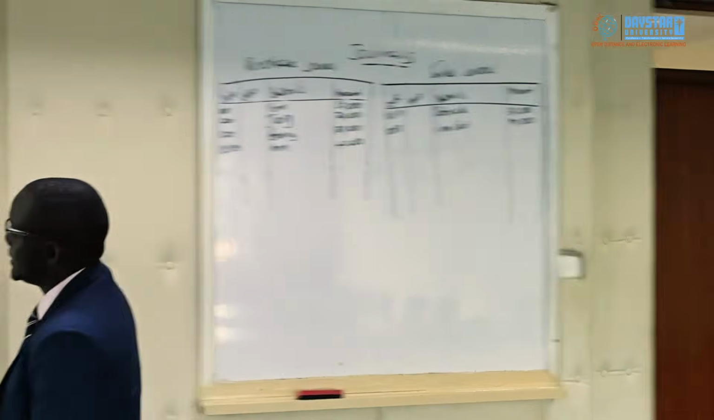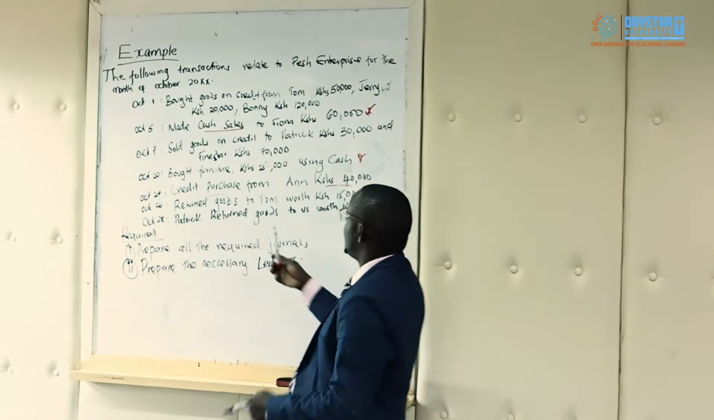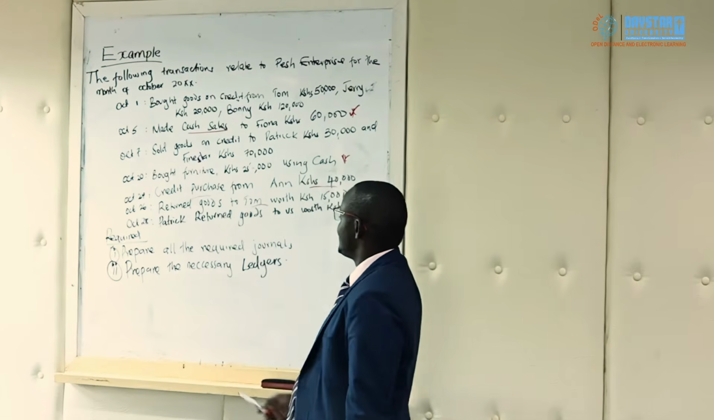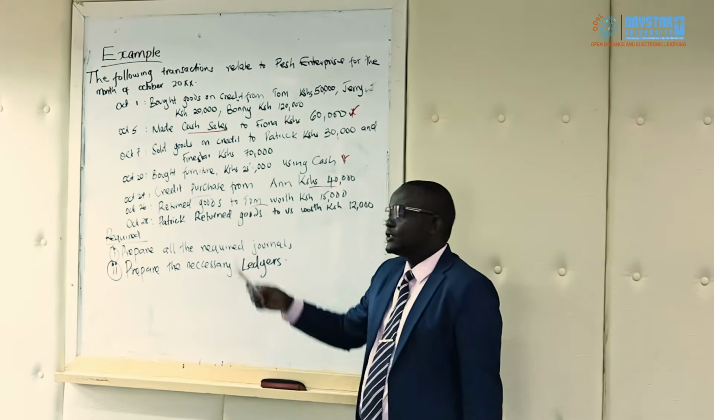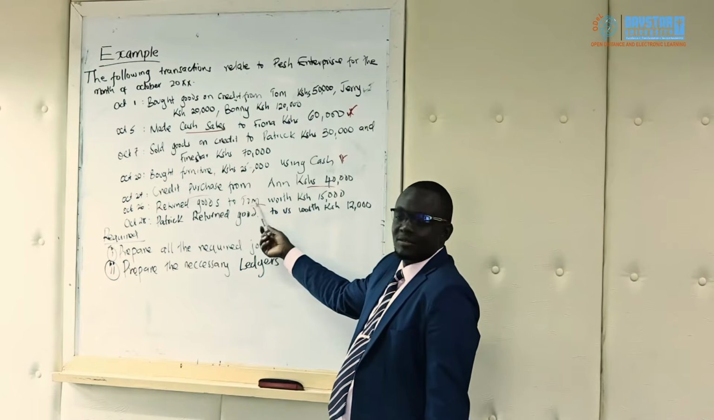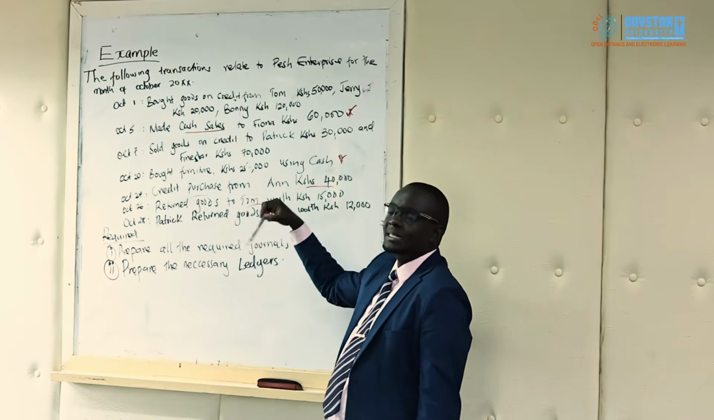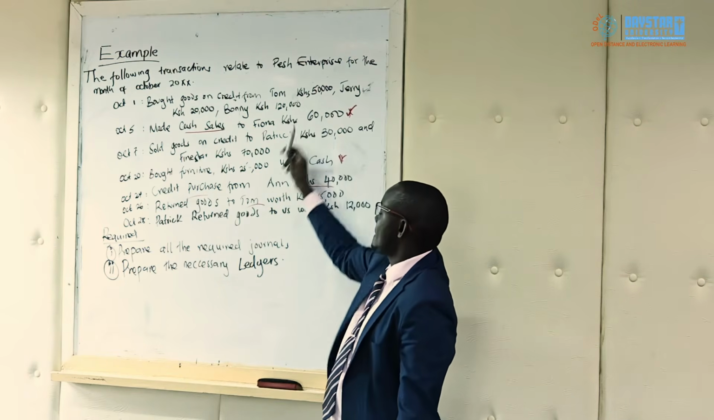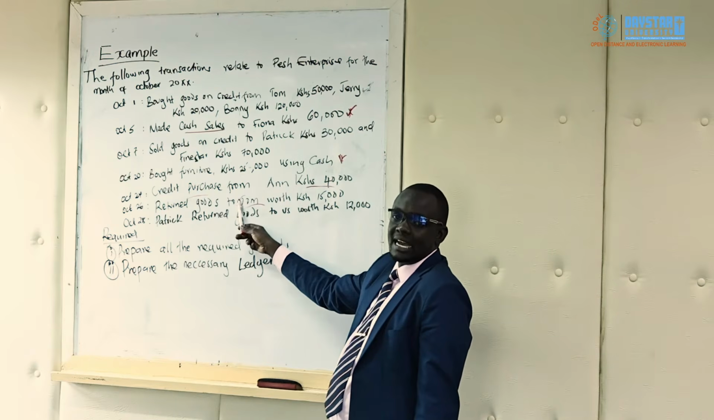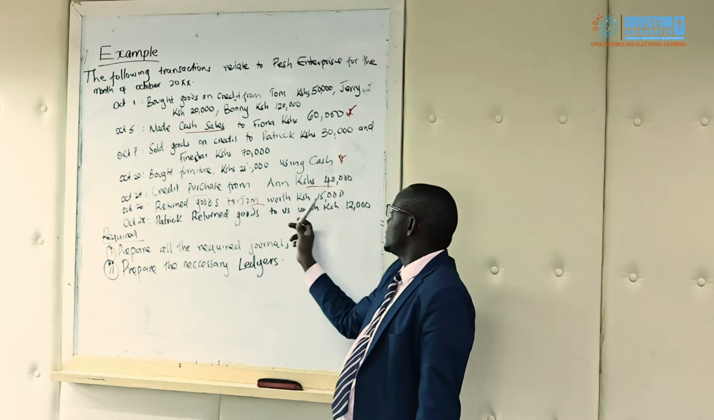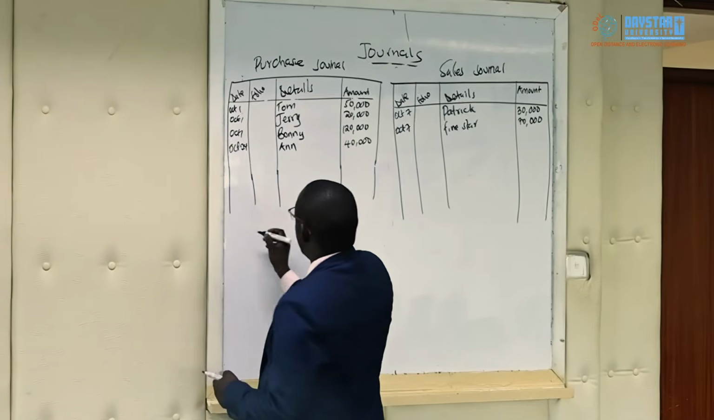Let's go to the next. Returned goods to Tom, worth 15,000. We are returning to Tom, that means we had purchased. So this goes to the purchase return or return outward journal, 15,000. So we open a purchase return.